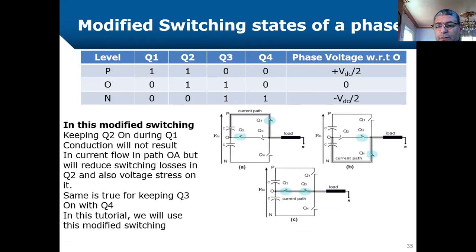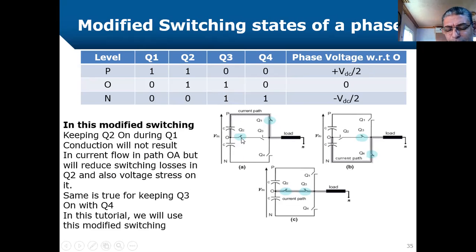This is one possibility for switching, of course. There is another possibility, and this other possibility adds some advantage, as we will see in the switching pattern. In this modified switching, keeping Q2 on during Q1 conduction will not result in current flow in bus OA, but will reduce switching losses in Q2 and also voltage stress on it. Look at this. The current path is in this direction, and switching this switch on will not make any contribution to the load voltage. It will be equal also to VDC by 2.